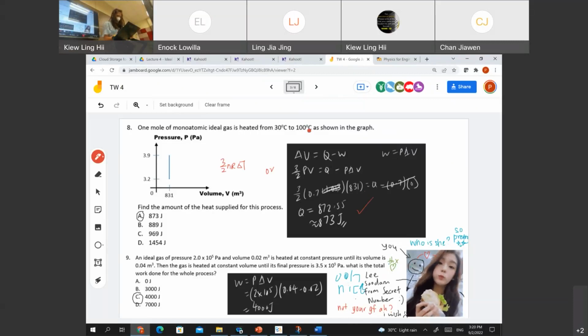Or if you want to use 3/2 nR delta T also can. So 3/2, the number of moles is 1, R is 0.31. Delta T is the change in temperature, so 100 minus 20, which is 70. Even if you convert to SI unit in Kelvin, 100 is 373 Kelvin minus 303, which also equals 70.